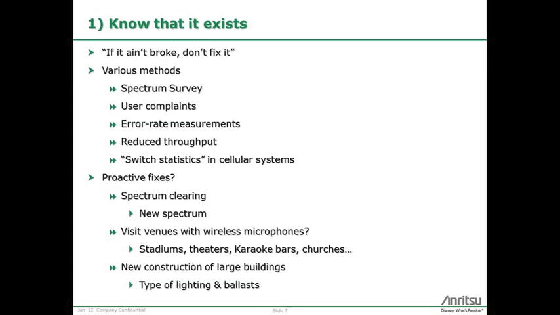Or, and I say with a question mark here, proactive fixes. And people don't do this very much, but I think they're starting to do it a little bit more. Starting with spectrum clearing. When there's an auction and spectrum is refarmed from one use to another, the old users are often still around. So people go around and find out what's still there. And maybe go to places where you know there are problems. Wireless microphones are another common cause of interference. Stadiums, theaters, karaoke bars, churches all use these, and they may be using the wrong frequencies, or they may be emitting things that they shouldn't.